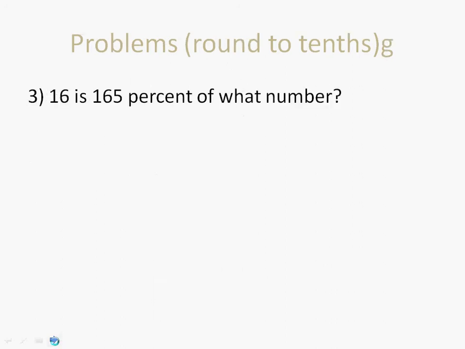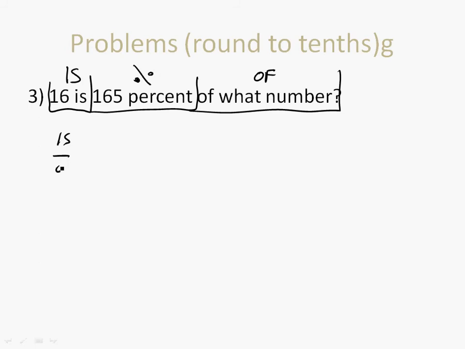Alrighty, problem number 3. 16 is 165% of what number? So let's still break our sentence into 3 parts. So 16, that's the is. 165, that's the percent. Of what number? There's the of. Is over of equals percent over 100. 16 is. The of we don't know, so that's x. 165 is the percent, and over 100.